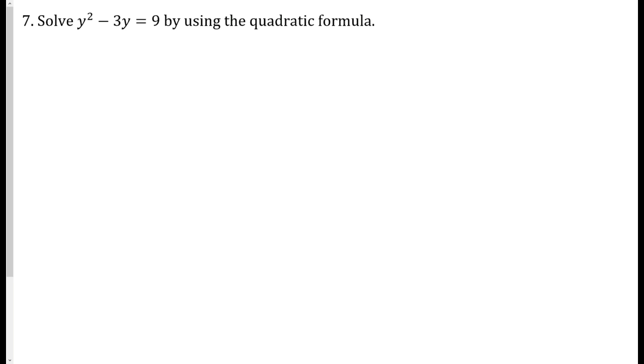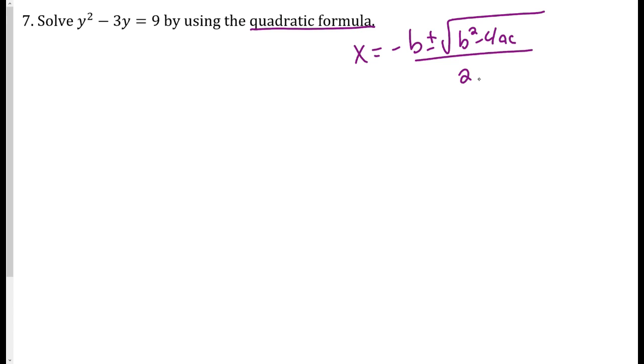Number 7, solve y squared minus 3y equals 9 by using the quadratic formula. So, hopefully you remember from 9th grade, the quadratic formula solves any quadratic equation for us, and it's x equals negative b plus or minus the square root of b squared minus 4ac all over 2a. Now, your quadratic equation needs to be set equal to 0. So, y squared minus 3y minus 9 equals 0.